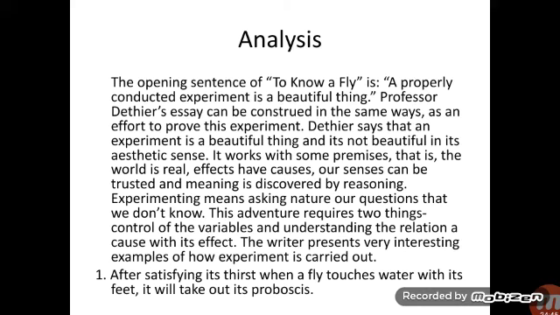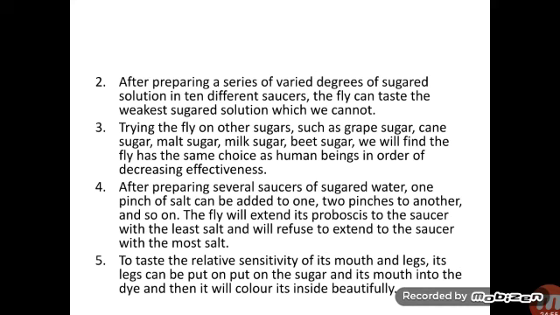Number 1. After satisfying its thirst, when a fly touches water with its feet, it will take out its proboscis. Number 2. After preparing a series of varied degrees of sugared solution in 10 different saucers, the fly can test the weakest sugared solution, which we cannot. Number 3. Trying the fly on other sugars such as grape sugar, cane sugar, malt sugar, milk sugar, beet sugar, we will find the fly has the same choice as human beings in order of decreasing effectiveness.